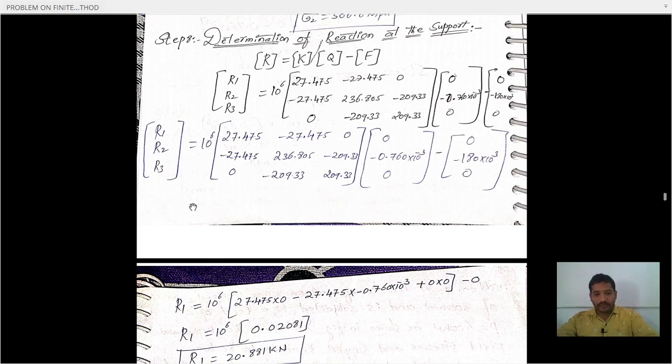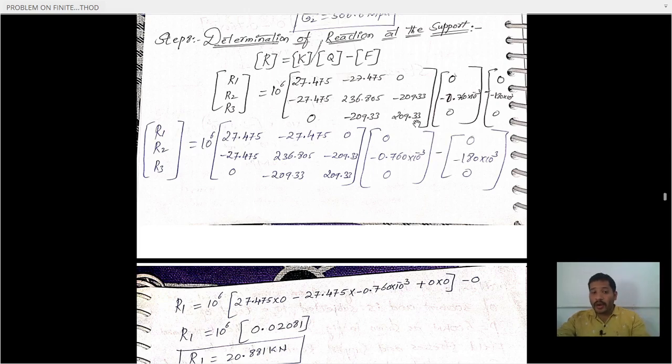After that, we need to find out the reactions individually. So how to find out? First take the R1 value, 10 power of 6. Take the first row and the first column for R1, minus the first R1 value.